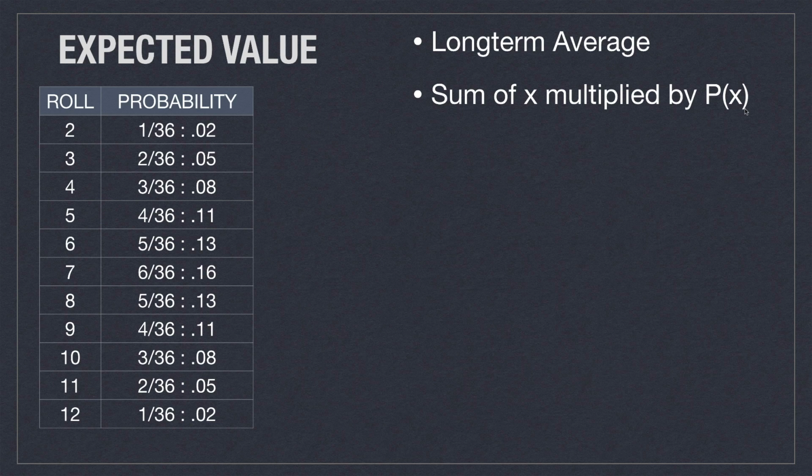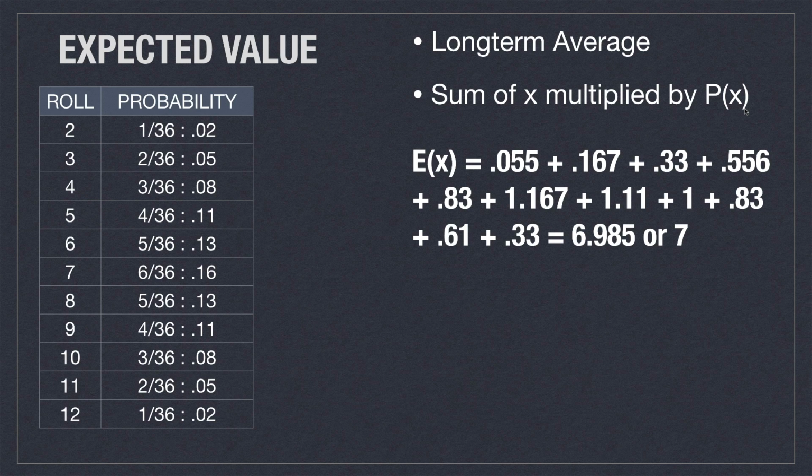Now, the expected value is going to be the long-term expected average, and it is found by summing all multiples of x by the probability of x. So for our dice rolls, that works out to 6.985 or 7. You can see over here that 7 has the greatest probability of occurring whenever you throw 2 dice.